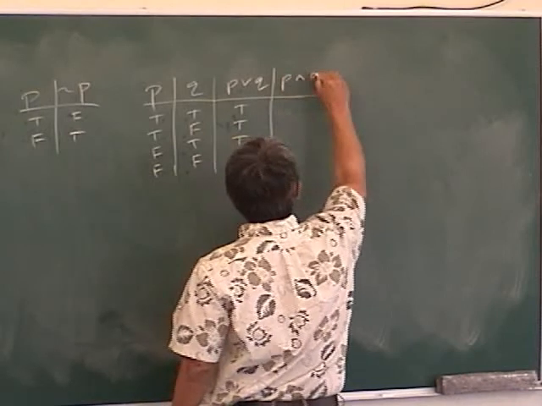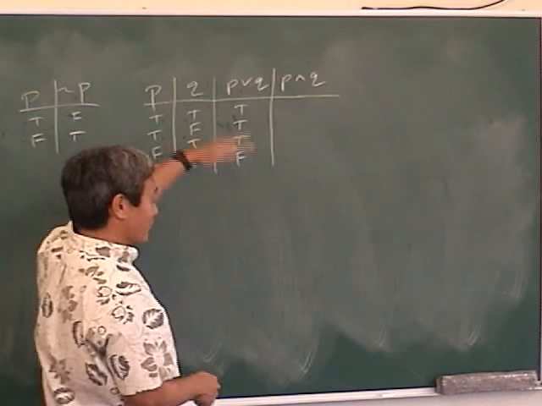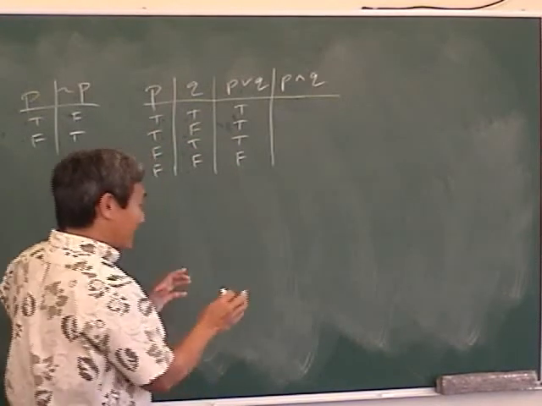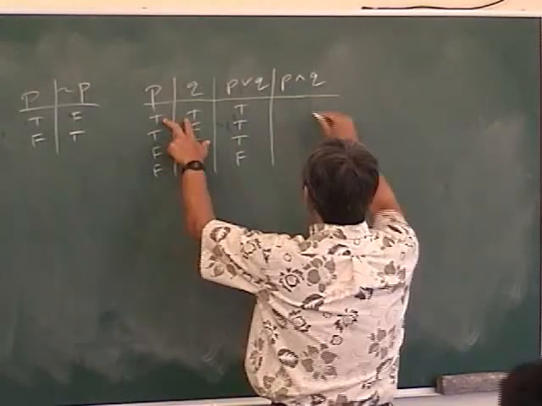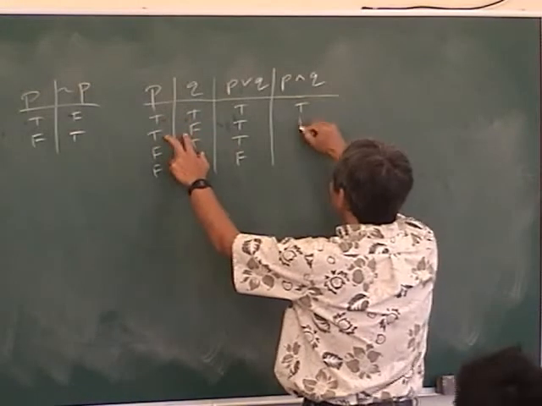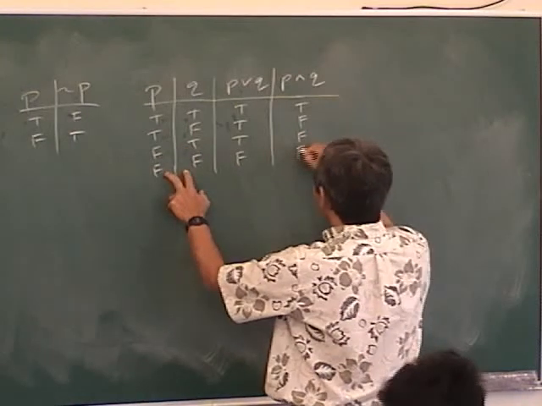Okay, this is the conjunction of P and Q, or we simply say P and Q. The AND statement is true when both components are true. So since both of them are true, it's true. Are both of them true? No. No. No.